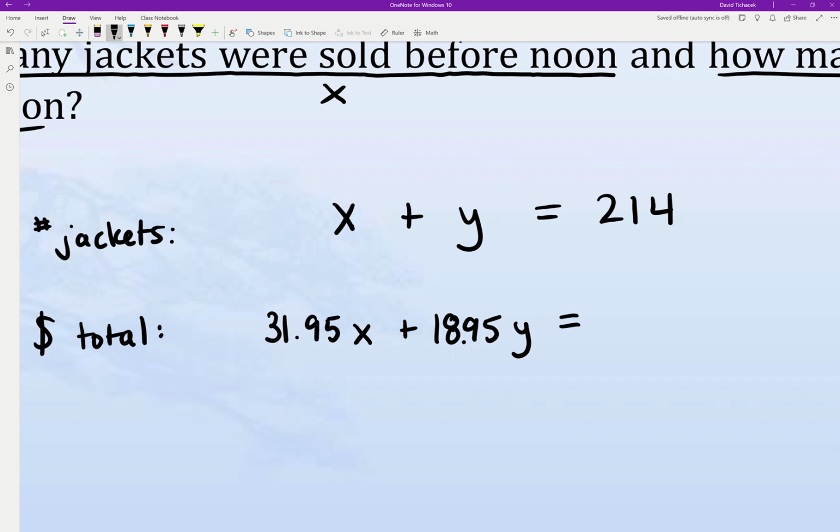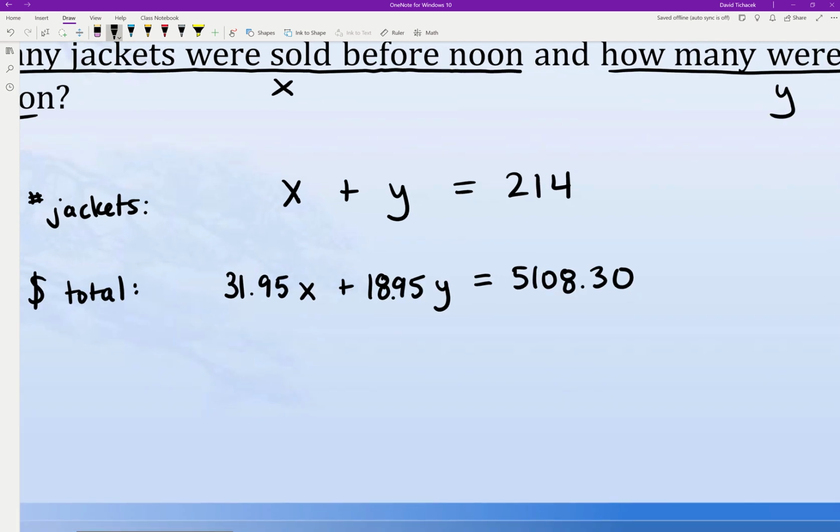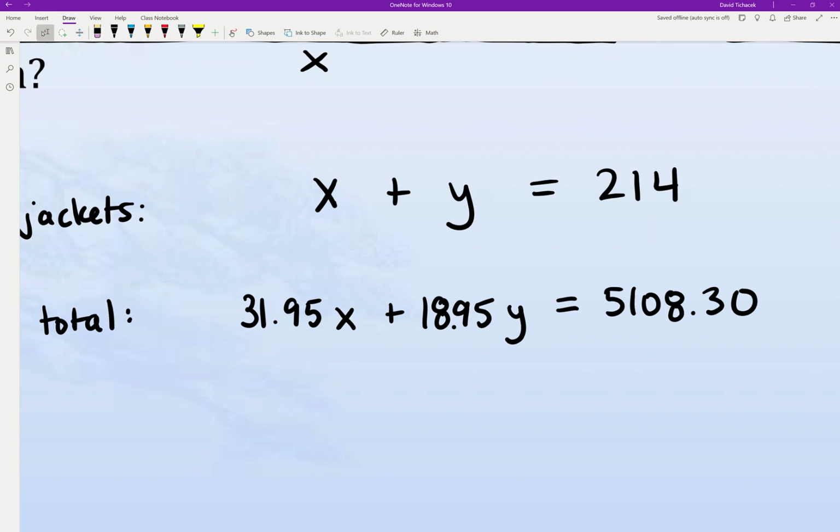If you go up and read, it says the total receipts for the clearance sale were $5,108.30. Okay, and so that's one of the things that makes these word problems a little bit tricky, is that you're going to have to go through and model the situation with a system yourself, okay? And again, you now are free to go ahead and solve this using whatever method you choose. I might encourage you that you stick with elimination here because it would be easy to do, right?